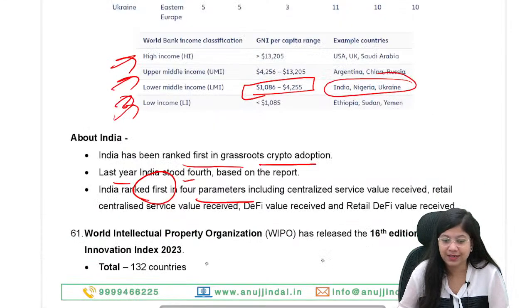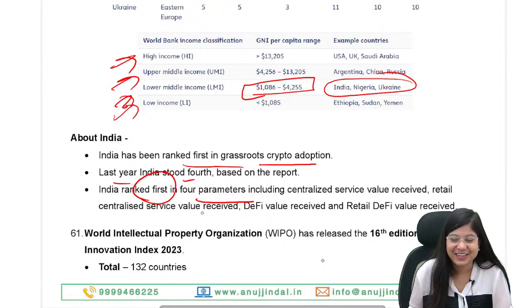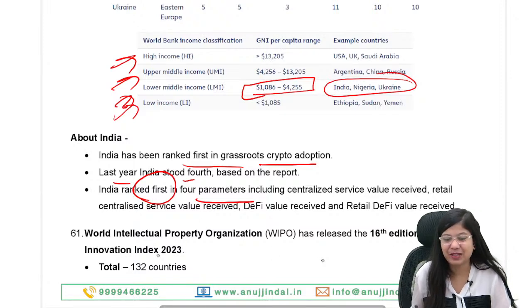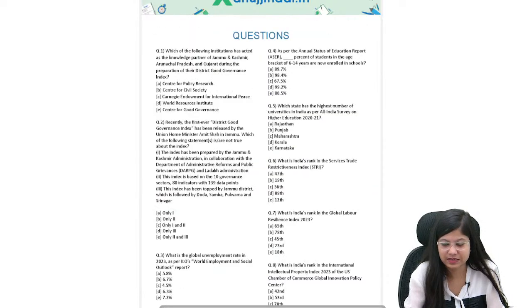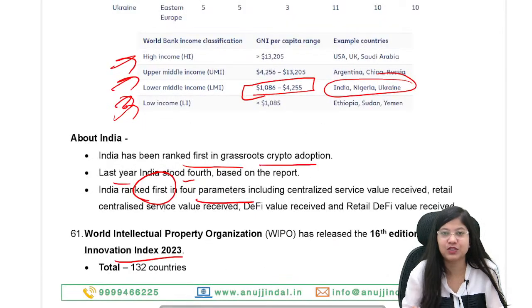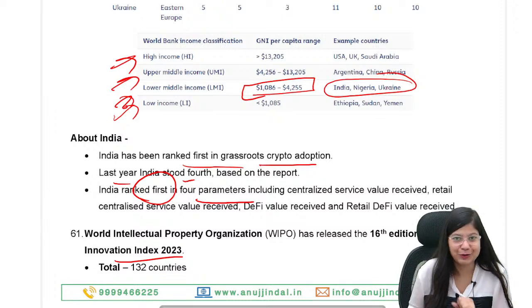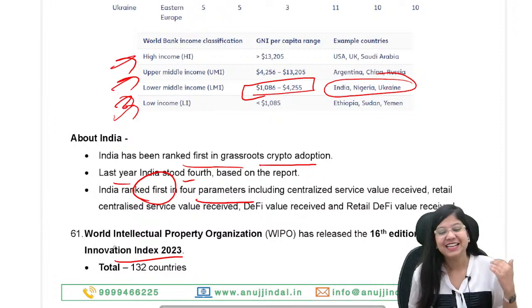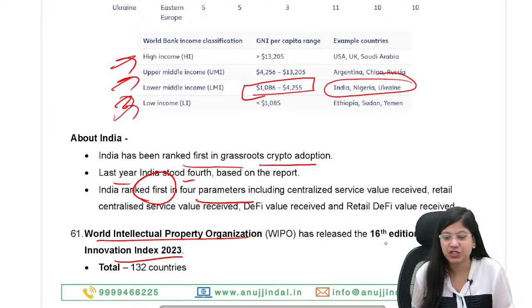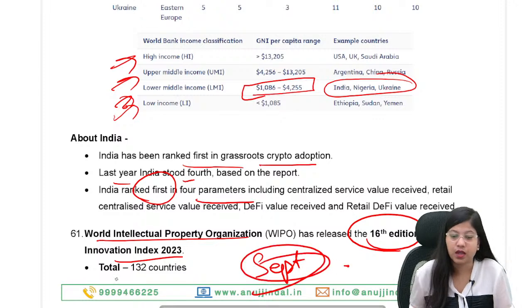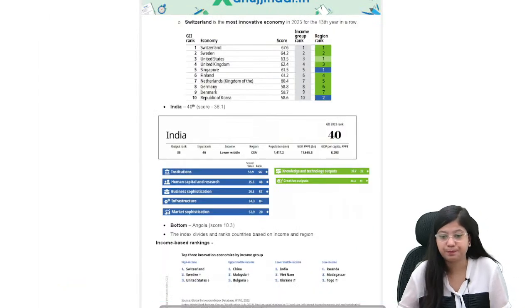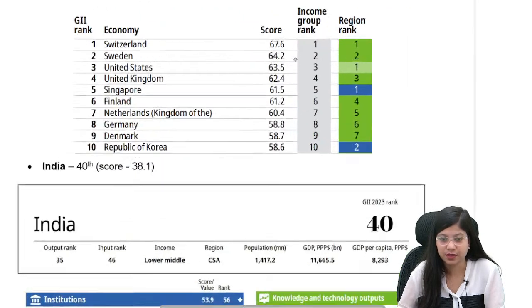Okay, so here we have a surprise, that is the Global Innovation Index. Let's see, this should be the last index. Yes, this is the last index. So just keep a little courage, and then it is finished. The World Intellectual Property Organization has released the 16th edition of the Global Innovation Index and it was released in September. So very, very important. 132 countries have been assessed.